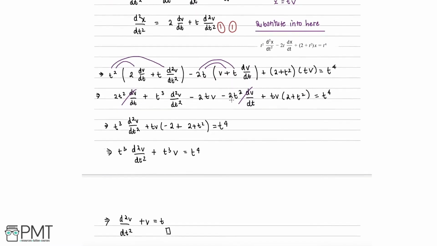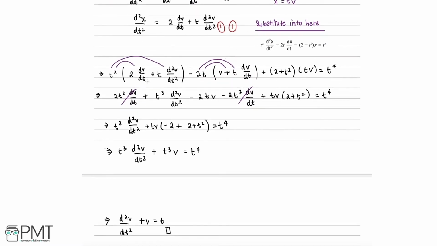And we also get another mark for substituting in our values of dx by dt and the second derivative of x with respect to t into our original equation I. And finally, you get your final accuracy mark for arriving at the correct show that.